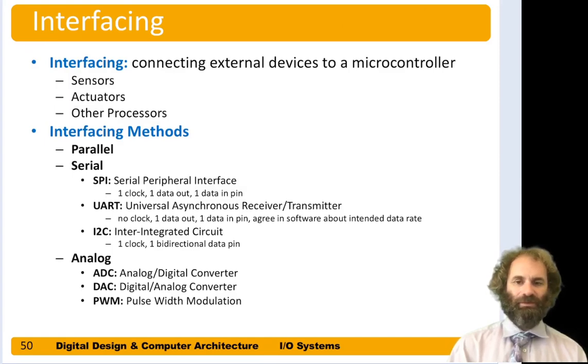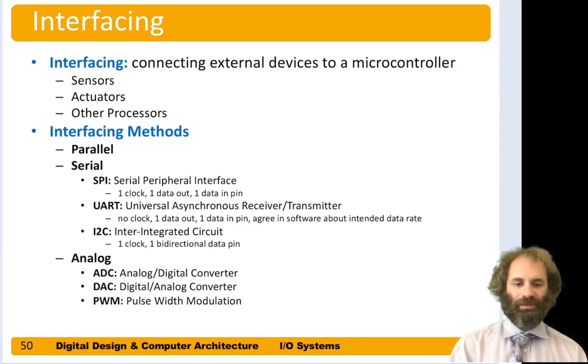So if we were running a chemical plant, we might have sensors measuring temperature, pH, humidity, and things going on in the plant. We might have actuators to turn on motors, to move things, turn on valves to allow stuff to flow. And then there might be other microcontrollers in the system operating different parts, and we want to send messages to them.